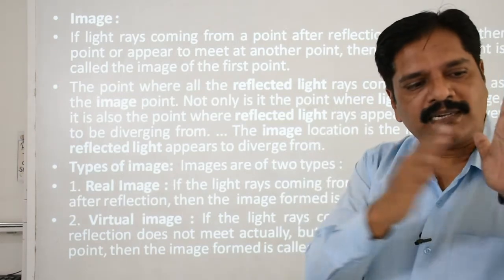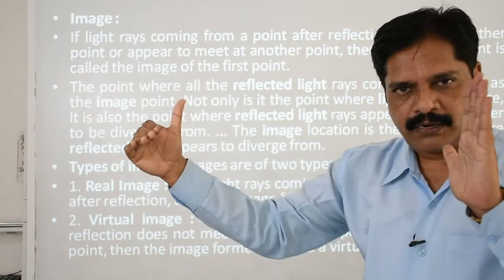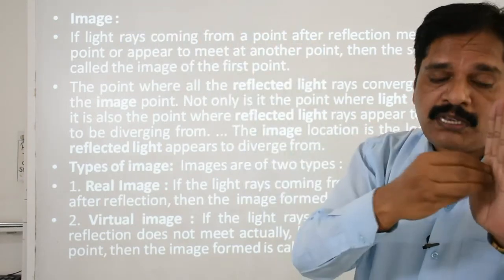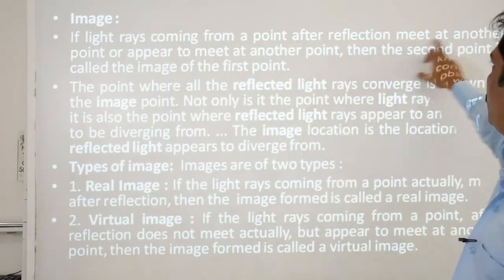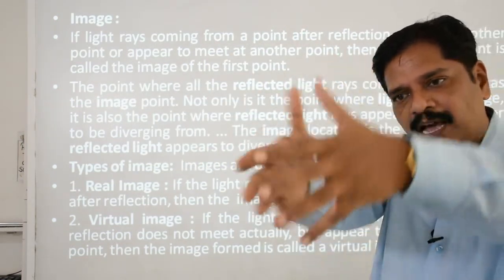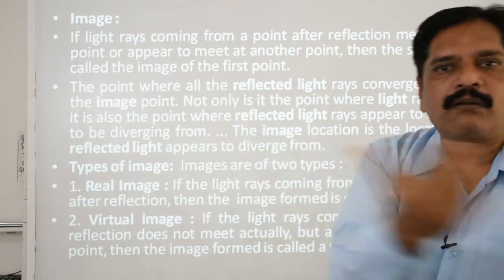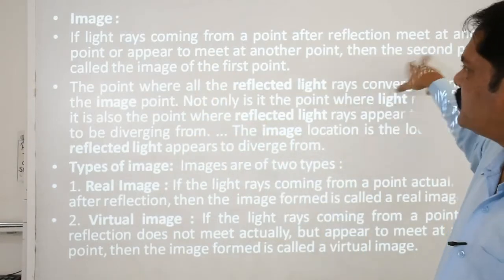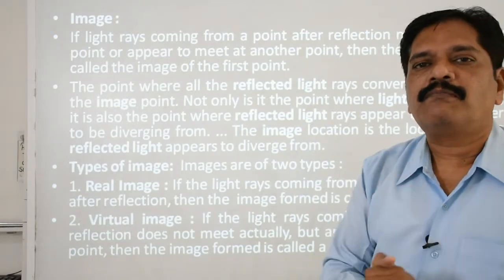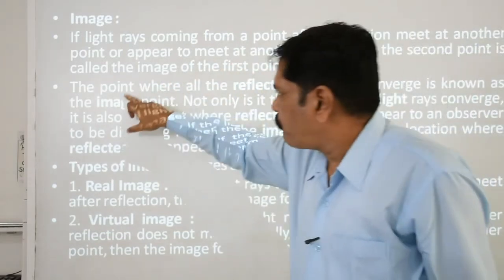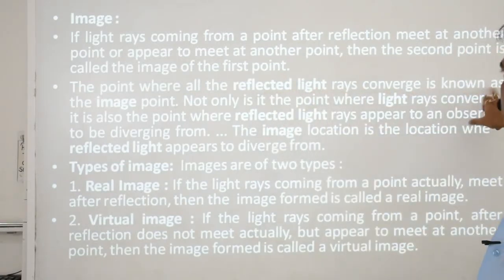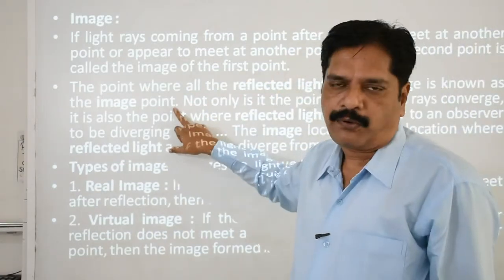Clear? Suppose that this is the reflecting surface when light falls on it, and when you observe from this side, it seems to arise from this point, and at another point the rays appear to meet, behind this surface. Then this is called the image of the first point. So the point where all the reflected light rays converge is known as the image point.